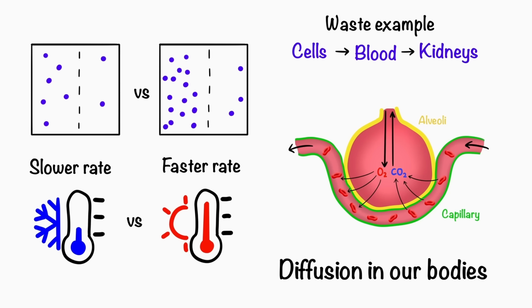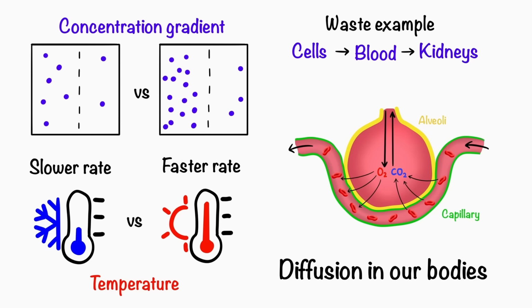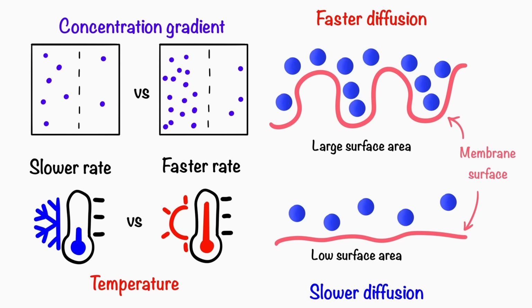Several factors affect how quickly diffusion happens. The first is the concentration gradient. The bigger the difference in concentration, the faster the rate of diffusion. Temperature also plays a role. Higher temperatures give particles more kinetic energy, causing them to move more rapidly. And finally, the surface area available for diffusion is crucial. The larger the surface area, the faster substances can diffuse.